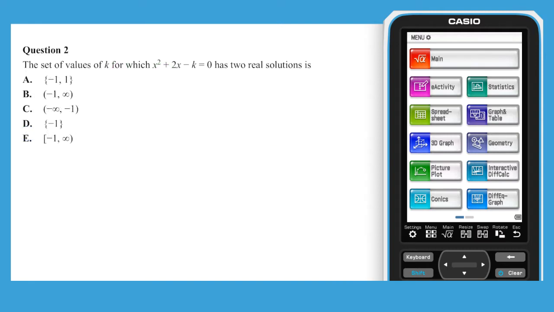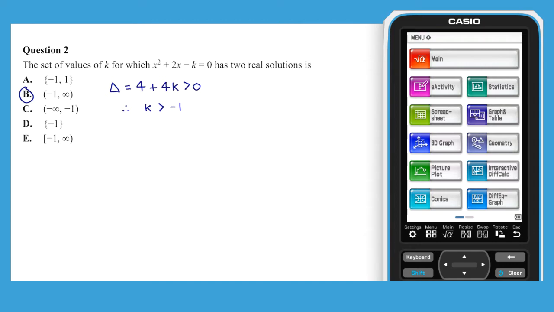Question 2. The values of k for which this quadratic equation has two real solutions can be found by considering when its discriminant, 4 plus 4k, is greater than 0. This will be so when k is greater than -1, and so the answer is B.